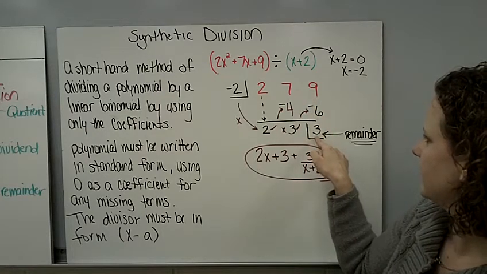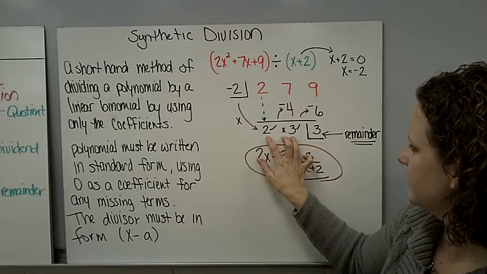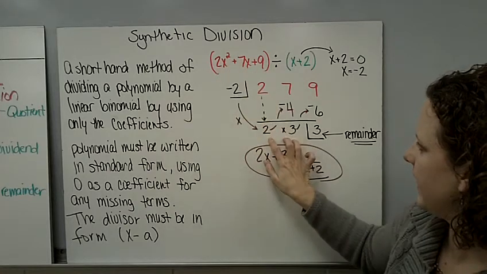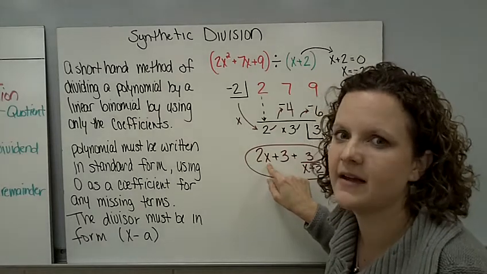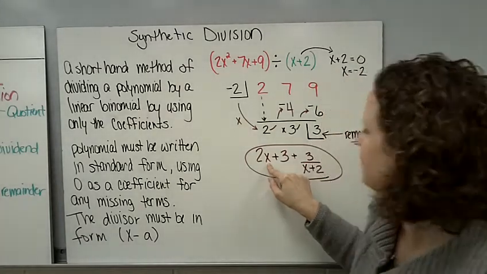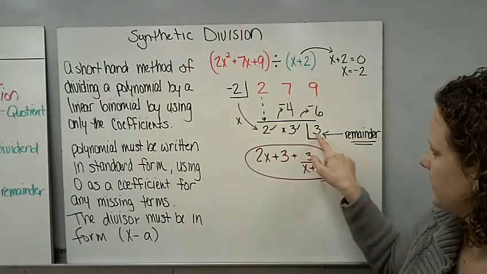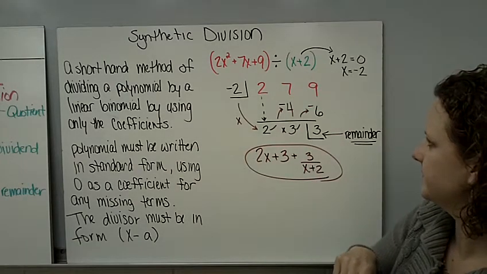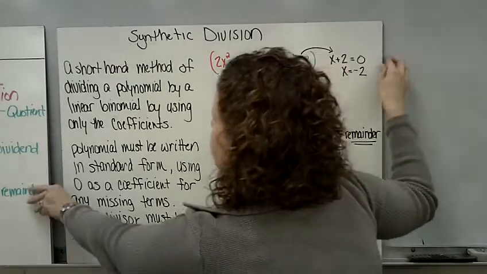3 is your remainder. Now we have 2 more coefficients. If this problem starts with an x squared, our answer is an x, because we divided by 1x. So x squared divided by x gives you x as an answer. So we get 2x plus 3 plus your remainder over your divisor. It'll take 1 or 2 times of practice to get the hang of it.